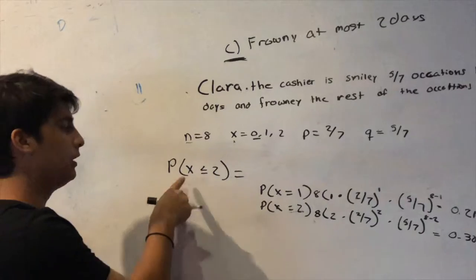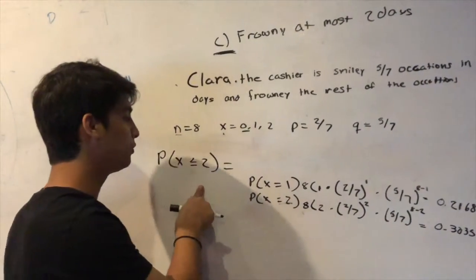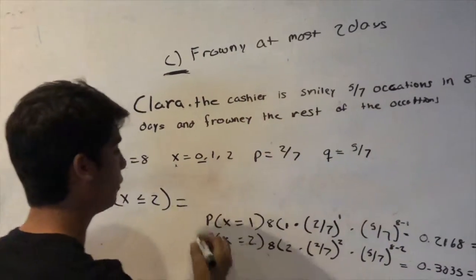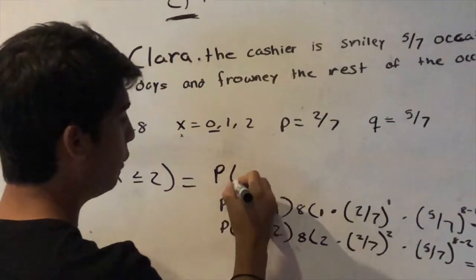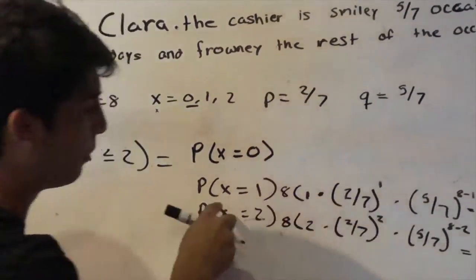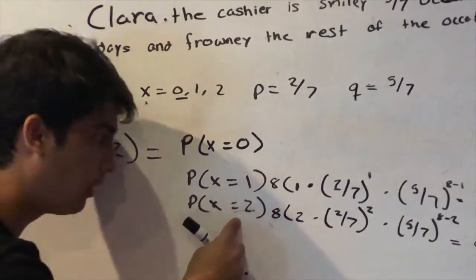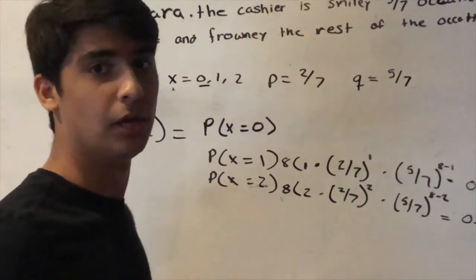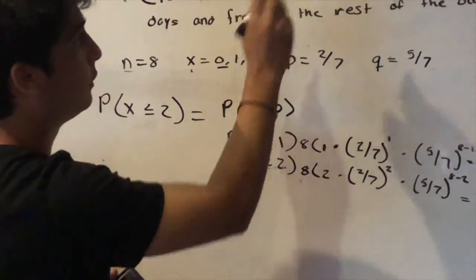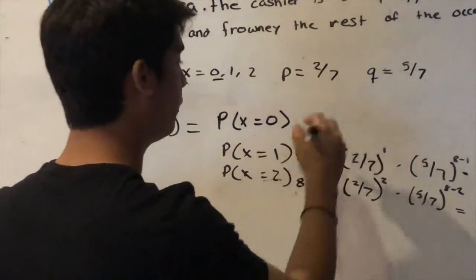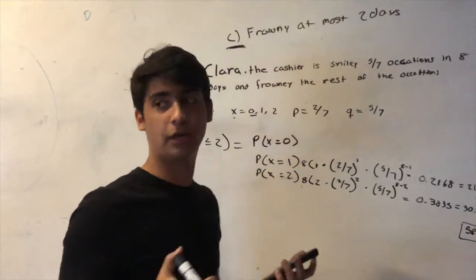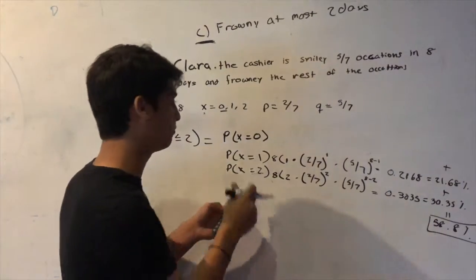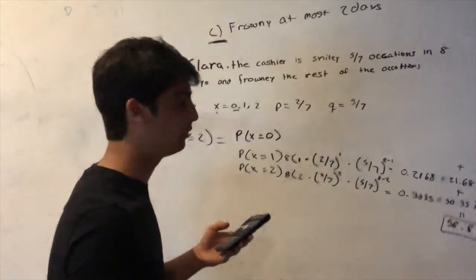So it will be the probability of x is less than or equal to 2. You use this when it's at most, so you have to calculate the probability of x equals 0, the probability of x equals 1, and the probability of x equals 2. Then add them up, and our percentage would be the chance that Clara is frowny at most 2 days. But for the amount of time we have, I can't make it too long, so I'll just do the first one and show you how to do it.